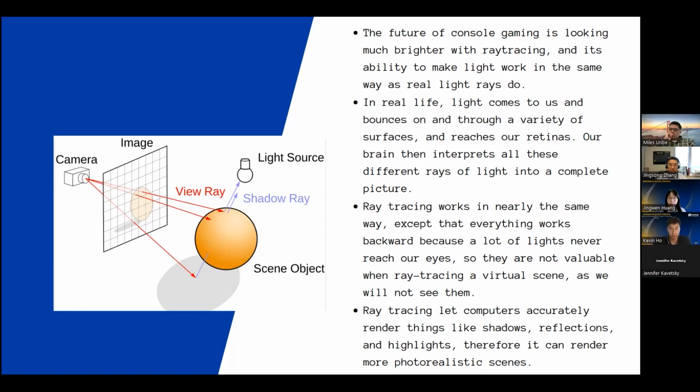So ray tracing works kind of backward, and ray tracing lets computers accurately render things like shadows, reflections, and highlights. Therefore, it's able to render photorealistic scenes.